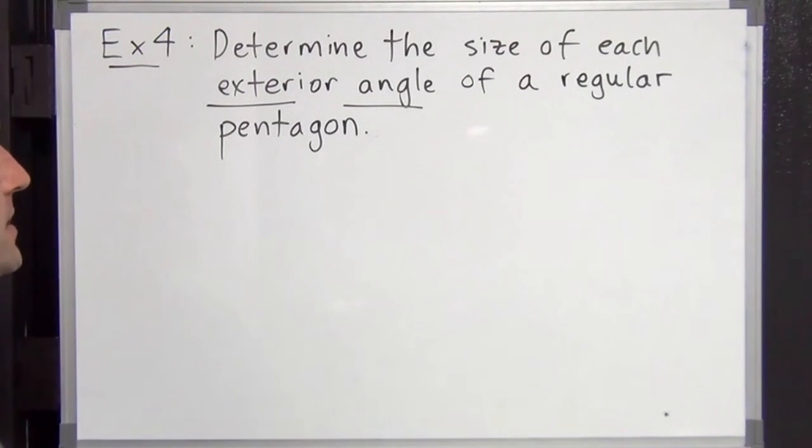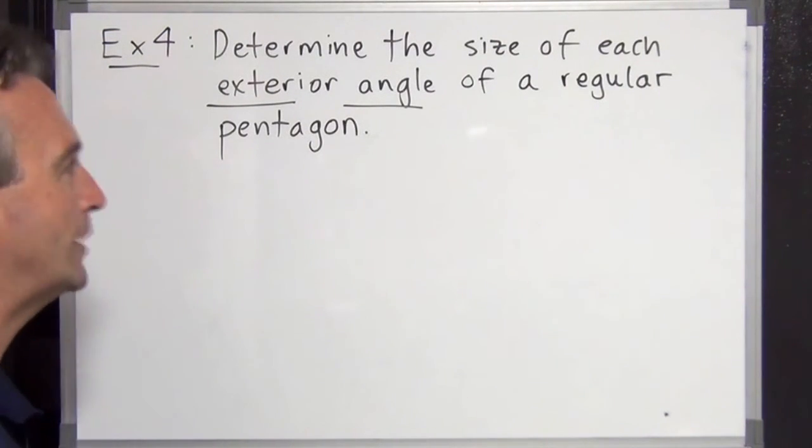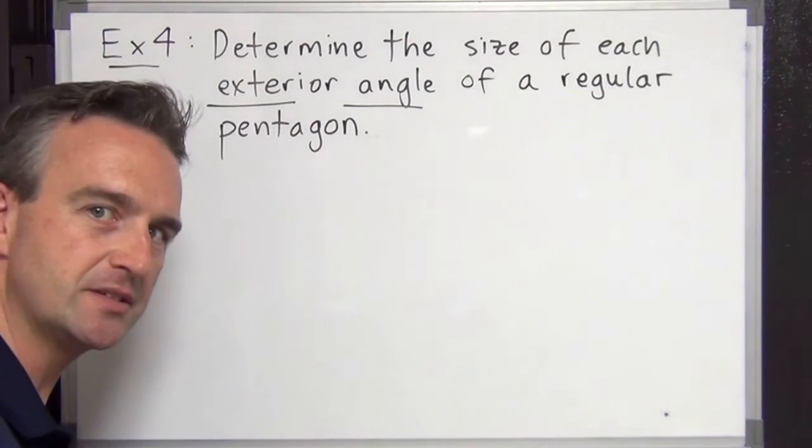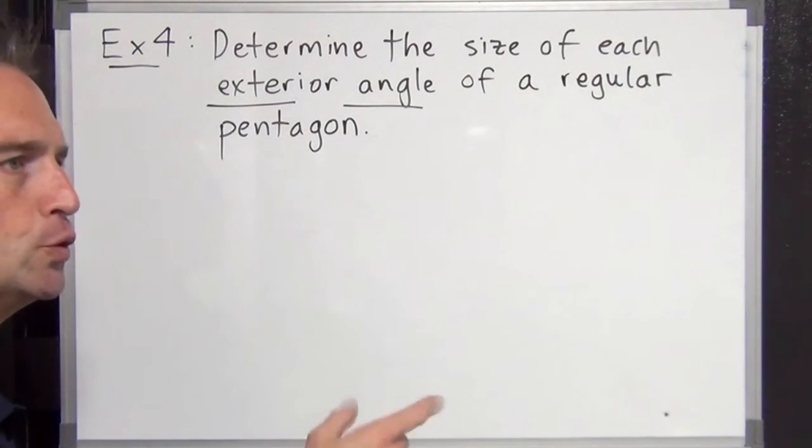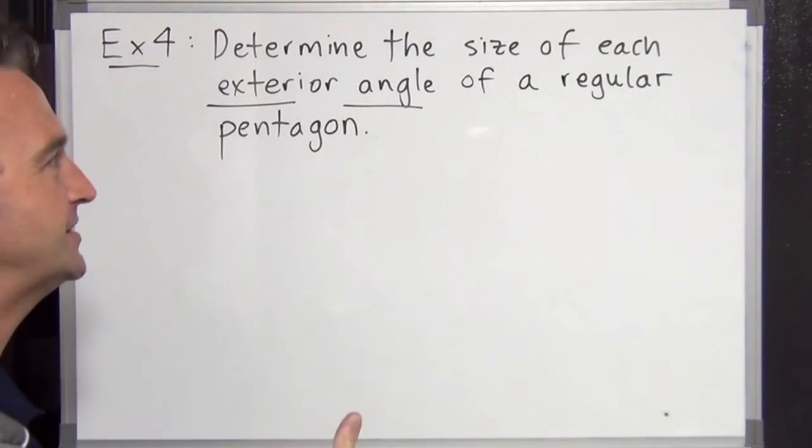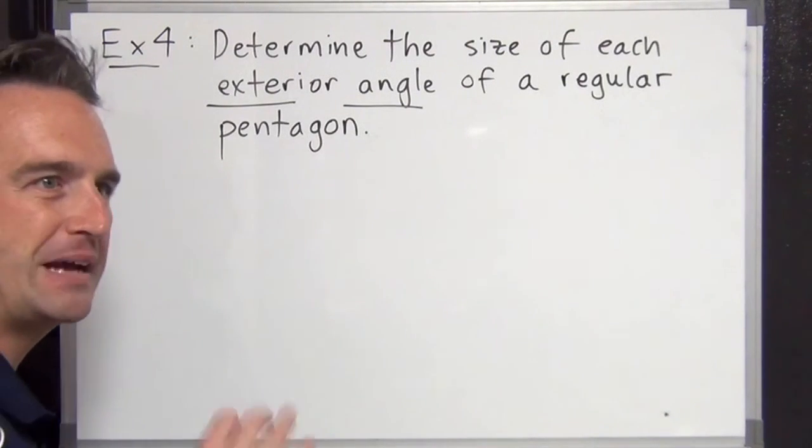In example 4, determine the size of each exterior angle in a regular pentagon. How many sides does a pentagon have? And just to check on the side, draw a regular pentagon, and then draw an exterior angle. Does that angle look like it matches the diagram?